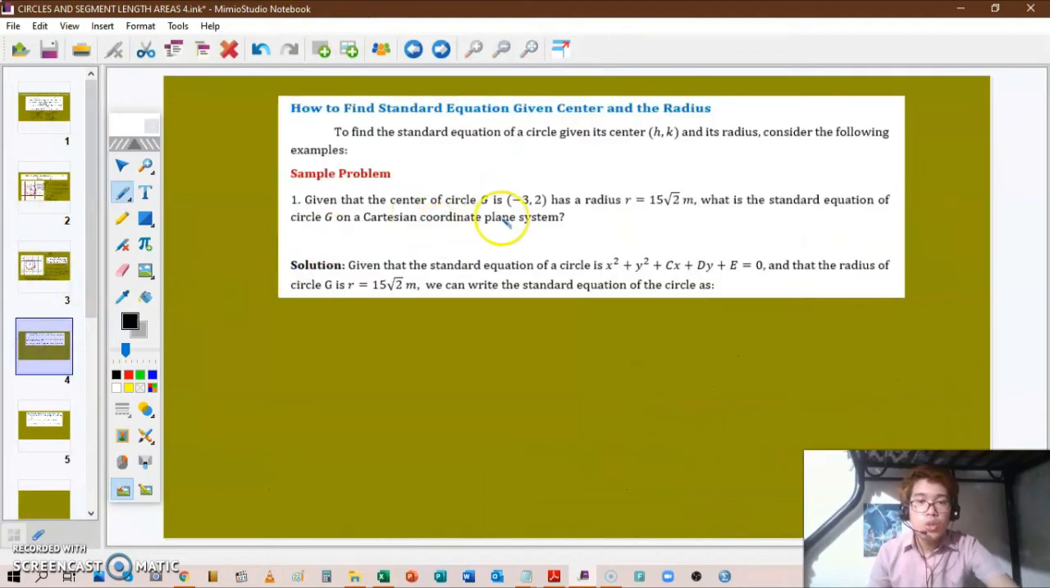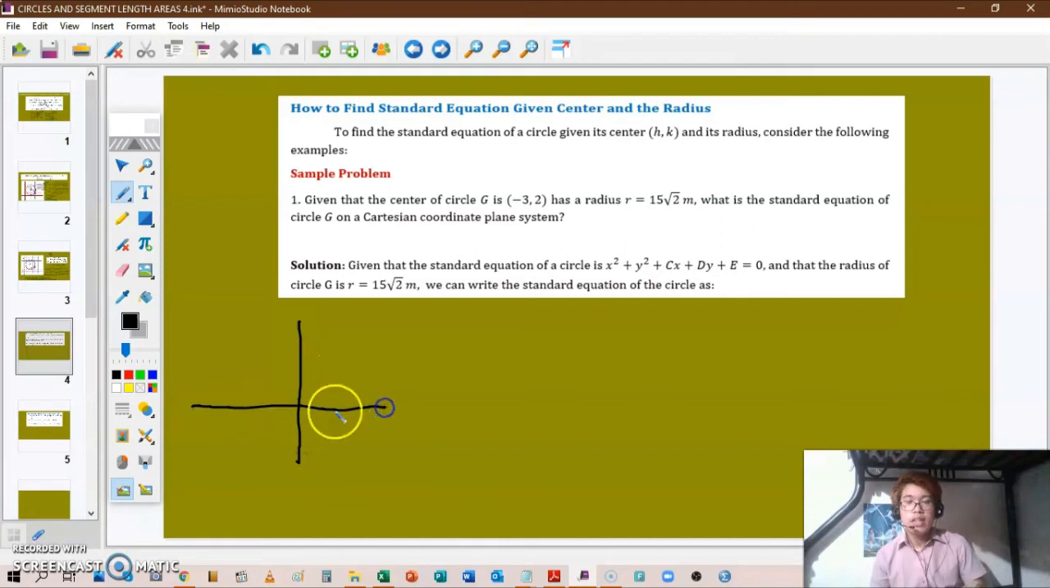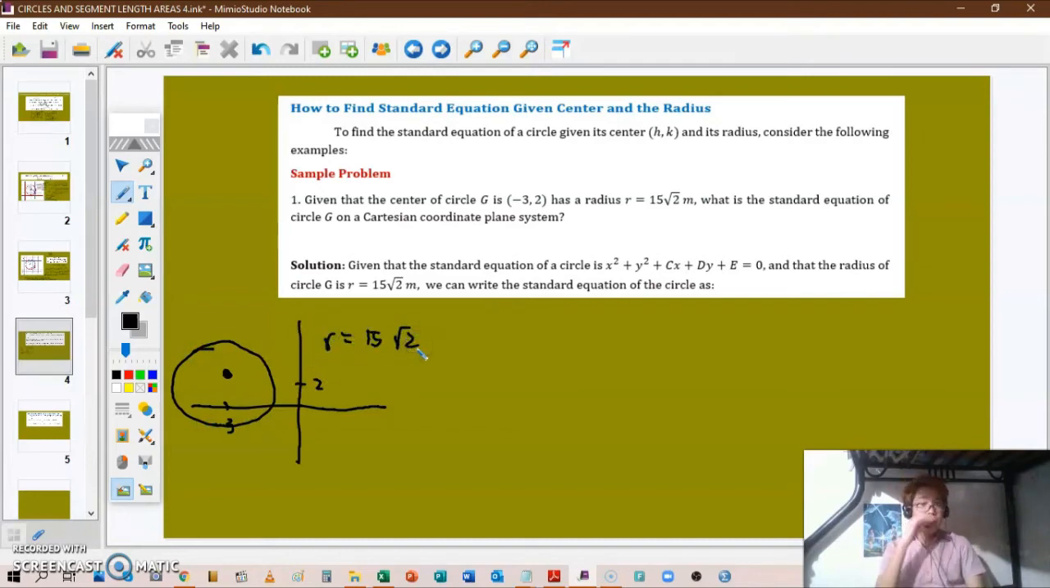Okay, so let's try to solve some more problems. Okay, so given that the center of circle G is negative 3 and 2. Okay, so you have your negative 3 and then positive 2. So this is the center of the circle G. Okay, and given that the radius r is equal to 15 square root of 2, we are going to find the standard equation of the circle.